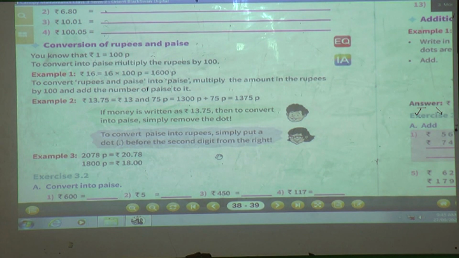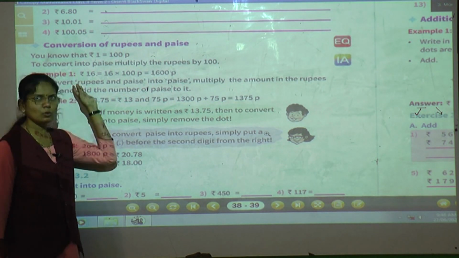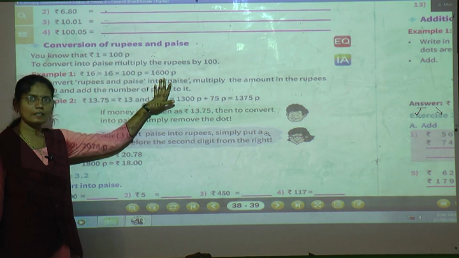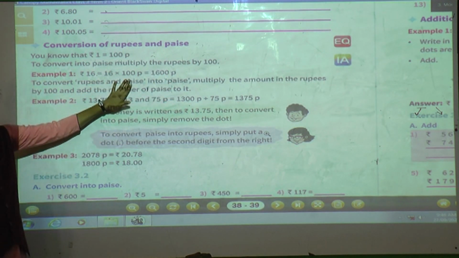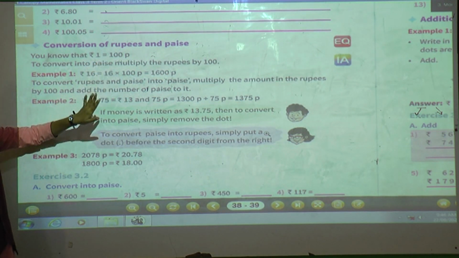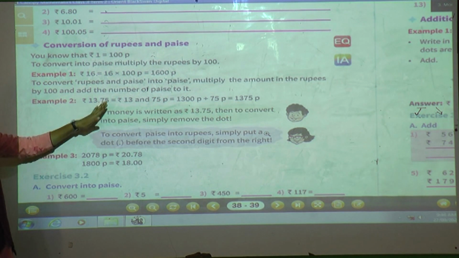So one thing you have to keep in your mind: to convert rupees into paise, you just have to multiply the rupees by 100. But to convert rupees and paise into paise, multiply the amount in rupees by 100 and add the number of paise to it. Here you can easily convert 16 rupees into 1600 paise just by multiplying by 100. But suppose the value is given in rupees and paise.